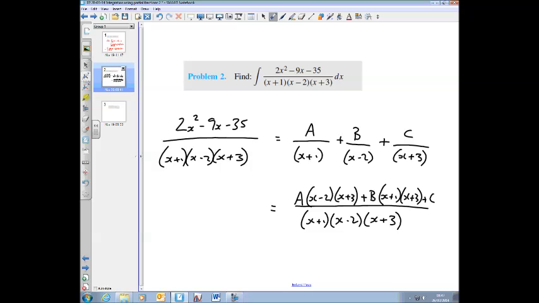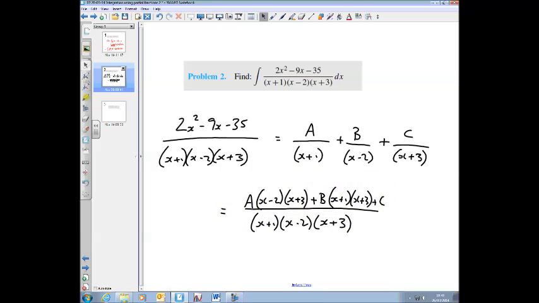And I've run out of room, so just do a little trick here: x plus 1, x minus 2. Now I've got the same denominator on the right hand side and left hand side, so I equate numerators. Exactly the same procedure as before, so it doesn't matter how many factors you've got, it's the same idea.